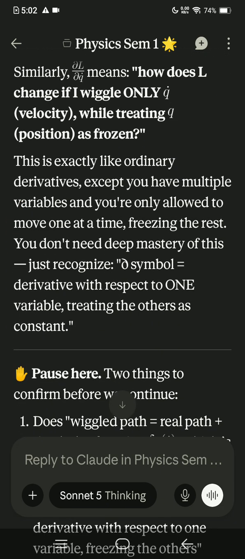This is exactly like ordinary derivatives, except you have multiple variables and you are only allowed to move one at a time, freezing the rest. You don't need deep mastery of this. Just recognize the curly delta symbol as a derivative with respect to one variable, treating the others as constant.